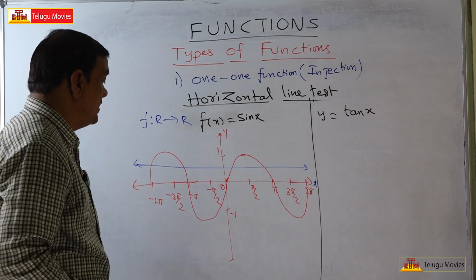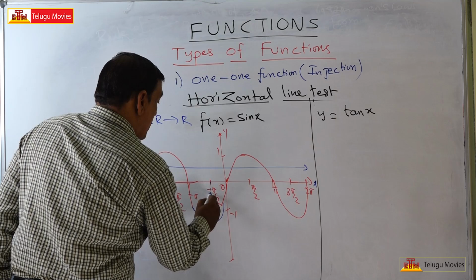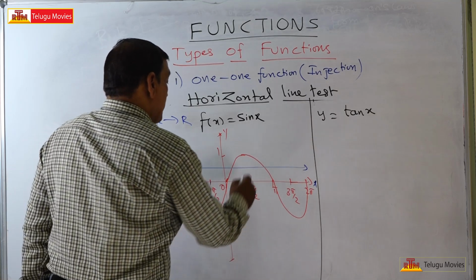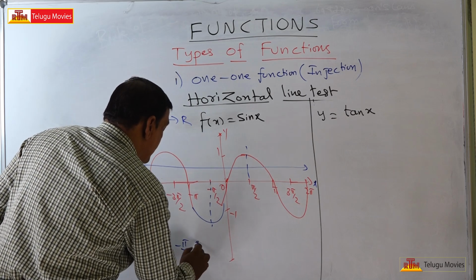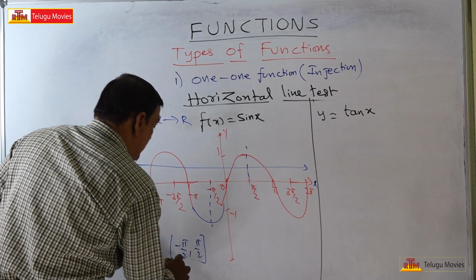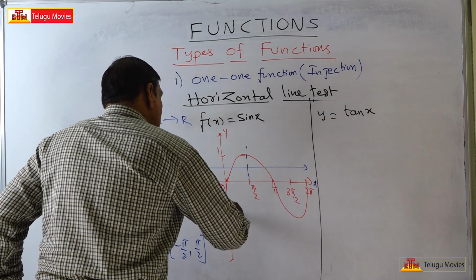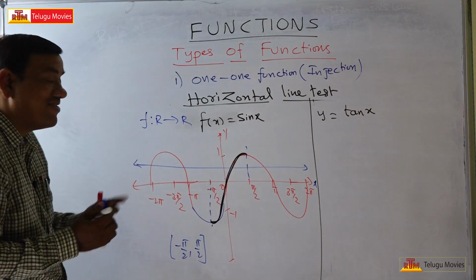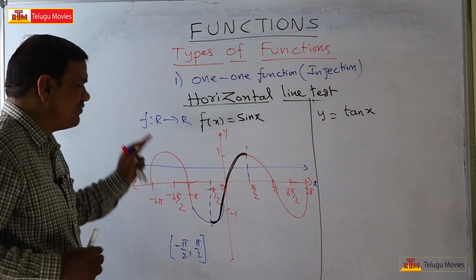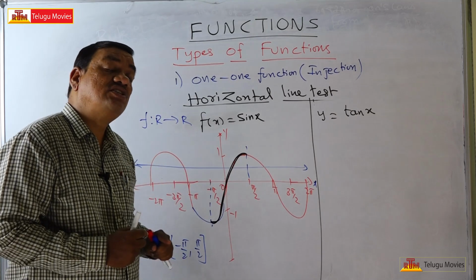If you observe here, if I take minus pi by 2 to plus pi by 2, if I restrict the domain to minus pi by 2 to plus pi by 2, observe here, from here to here the curve is from minus pi by 2 to plus pi by 2, up to here you see. So I have restricted the domain. This is a very, very important concept which you will come across in inverse trigonometric functions.